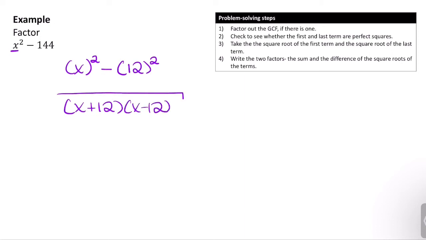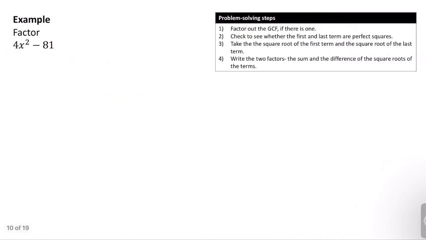So I know as you get more experienced with this, some of you may not need to write out this middle step. And that's perfectly fine if you don't need that, okay? If you can just go straight from x squared minus 144 to x plus 12 times x minus 12, that's fine with me. All right, so let's try this example.